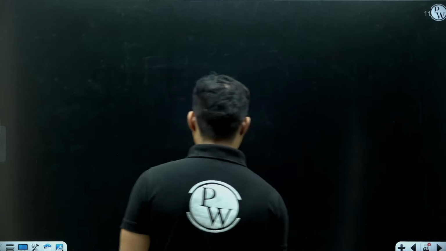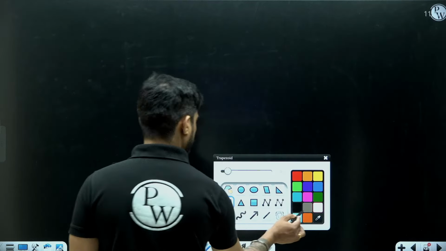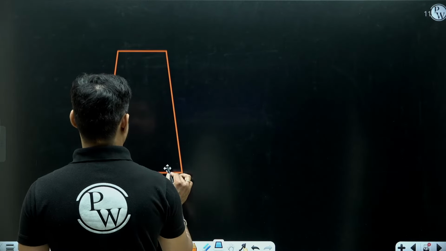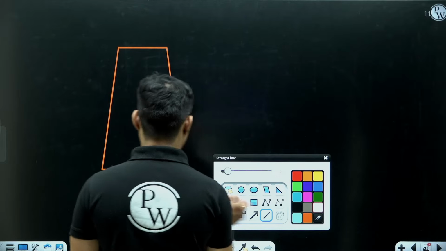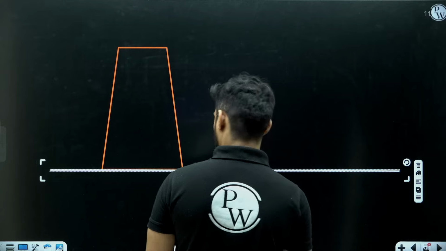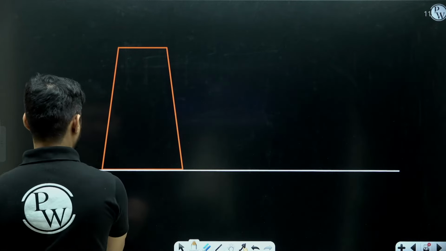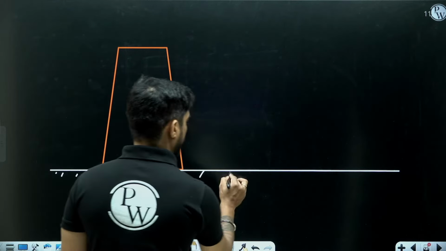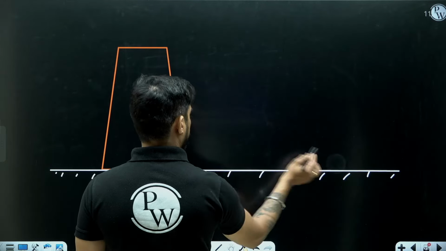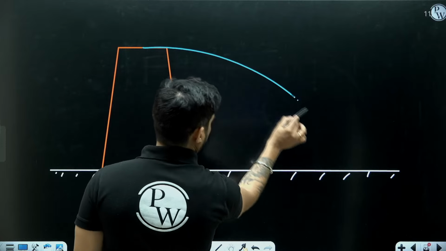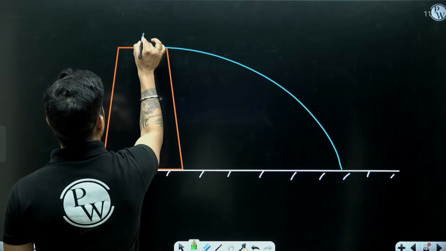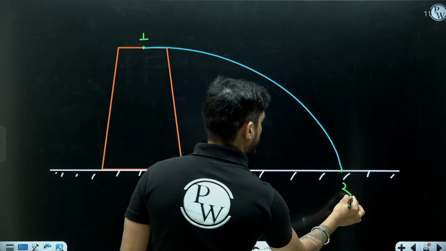So understand the question here. This is a tower which is on the ground, something like this. We have hit a shot and the bullet moves like this. Okay, this is position number 1, this is position number 2.